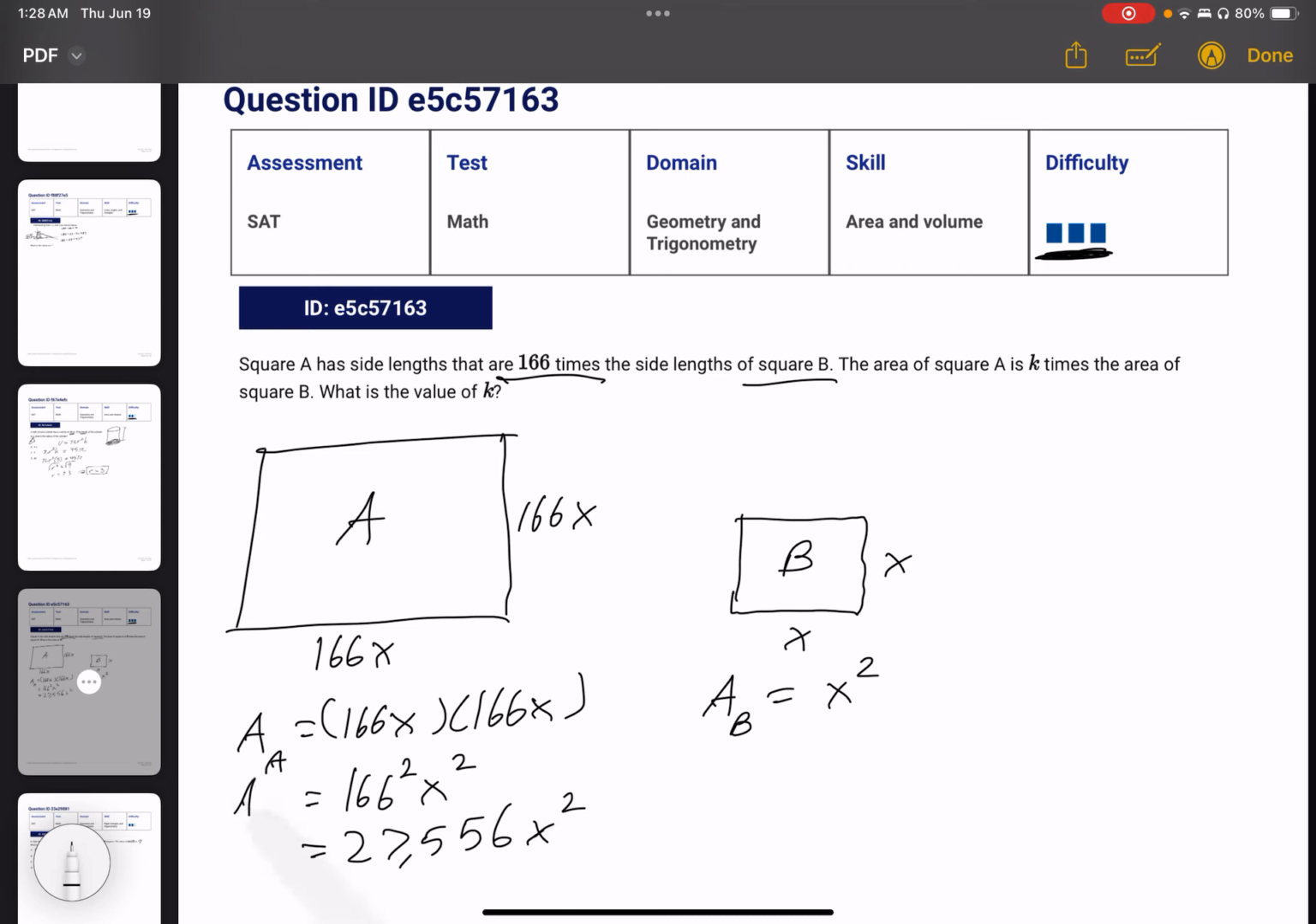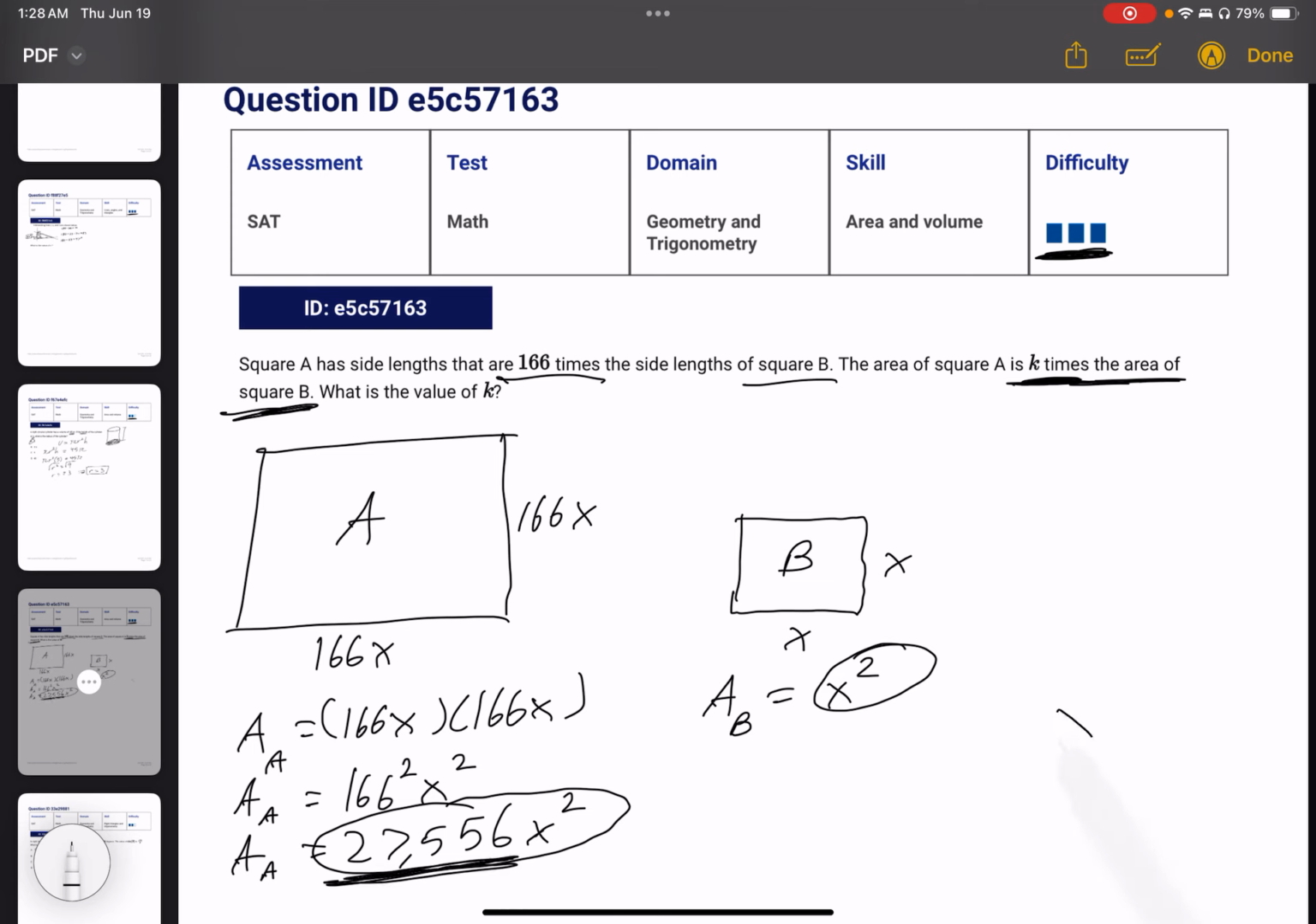So this is equal to the area of A, and it's asking what's the value of k if k times the area of square B. So looking at this value, we need a k value which represents this coefficient, because I'm going to write them one on top of the other.